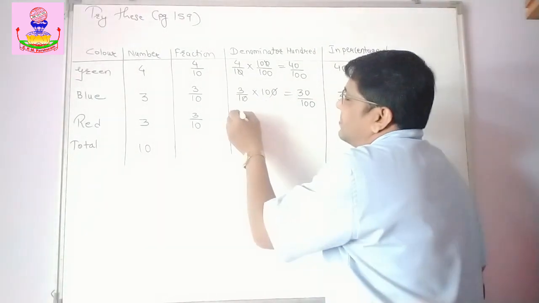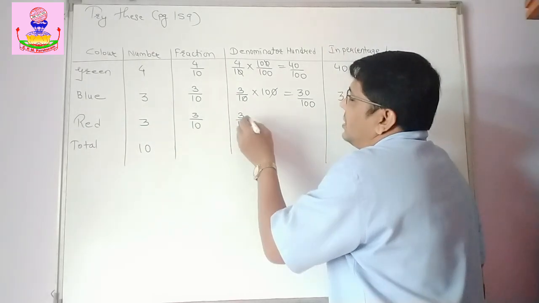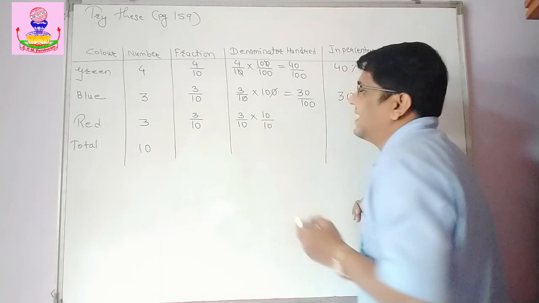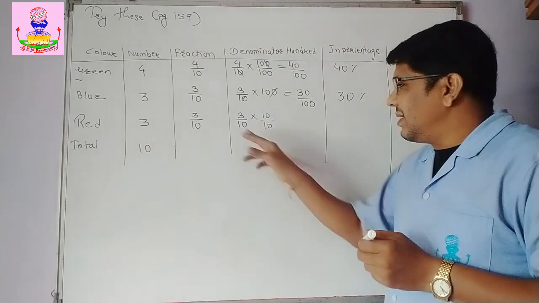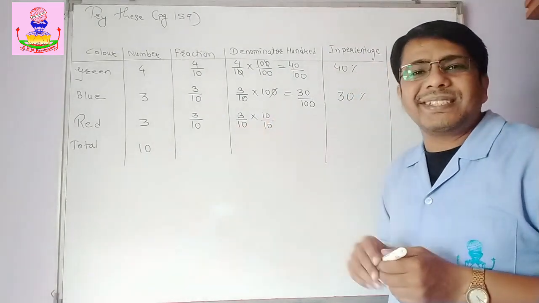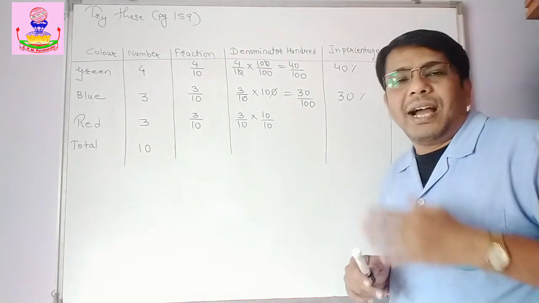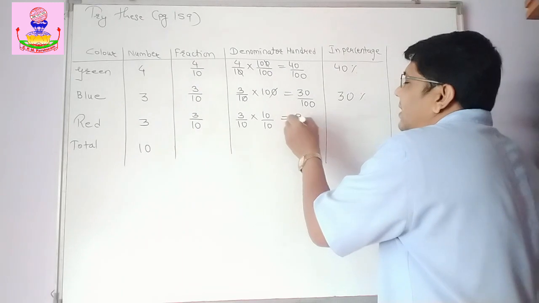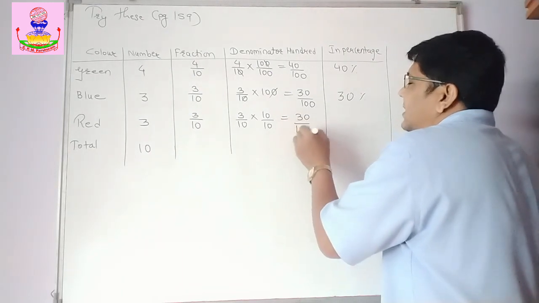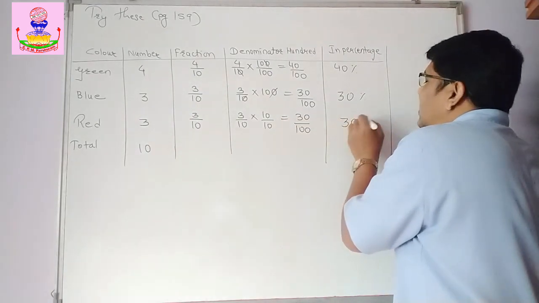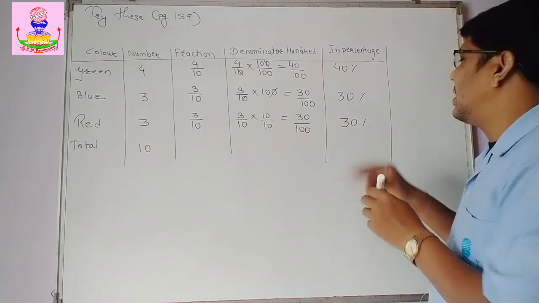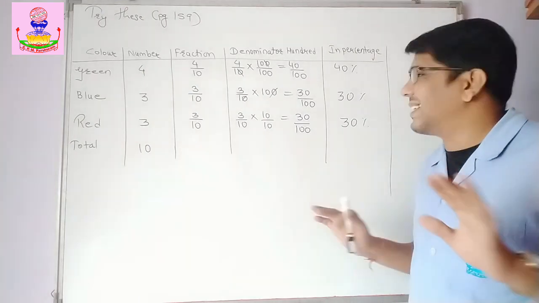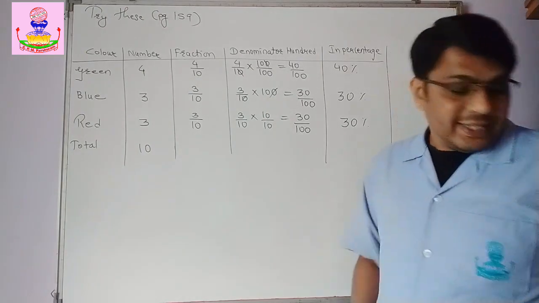Okay, then next is 3 upon 10 into 10 upon 10. So what I did, multiplied and divided by the same factor. I know the tables. 10 tens are 100, exactly. So 3 tens are 30, 10 tens are 100, and that comes out to be 30%. So 30 plus 30, 60, 60 plus 40, 100. So 100%, exactly. Do you get it?